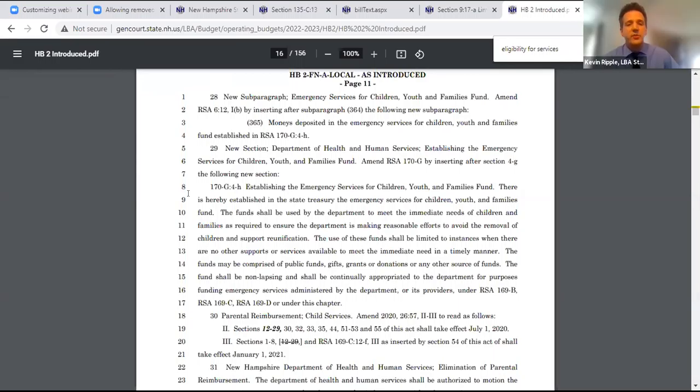I believe that's because they do create a new subparagraph and a new section. If they were amending an existing section and changing the language, that revised language would be in bold. Okay, but new subparagraphs, new sections, because it identifies them at the outset, those are not in bold. That's right.